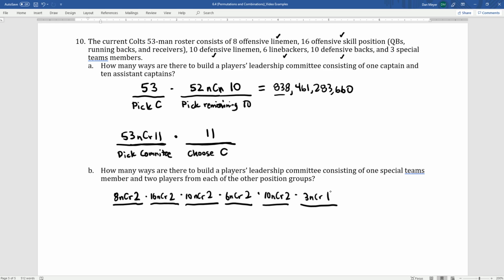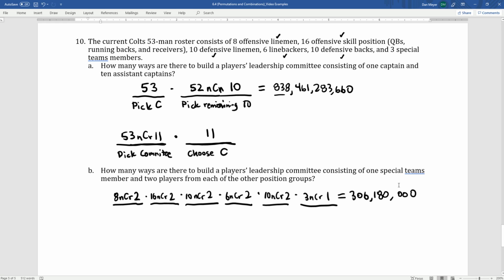And now that you've unpaused the video, there should be fewer, since we're placing more restrictions on this leadership committee. And also, we're not picking a leader. So there are fewer restrictions, and we're not doing that arrangement part of picking a leader. Anyways, when we do all the calculator work, we end up with just 306,180,000.